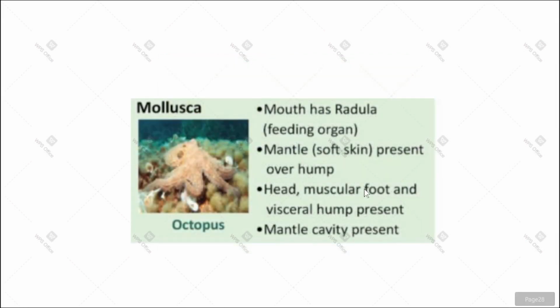Now mollusca has a mouth with a radula, and the mantle is a protective outer covering that is present over the soft skin portion. Head, muscular foot and visceral hump are also present. Octopus is one of the examples of mollusca. Mantle cavity is also present.